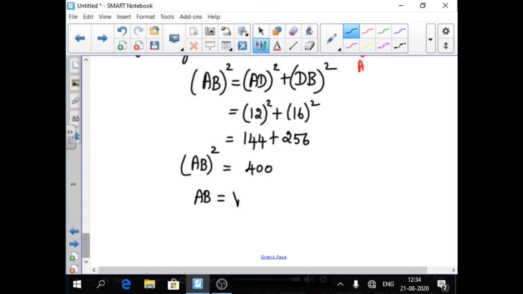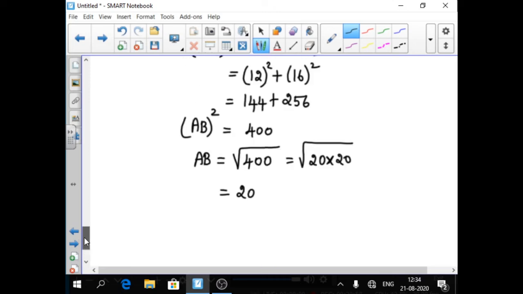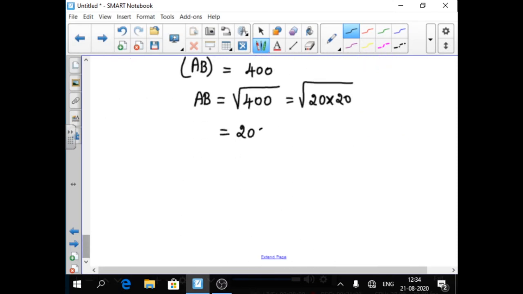You can take a square root on both sides. So that is 400. On the left hand side, the root and square cancel, so you will get AB. So AB is equal to root 400, that is equal to root of 20 into 20. As I already told you, in square root for each two terms you can take one term outside. So this is 20. In the question everything is given in centimeter, so you can take it as centimeter. So AB is equal to 20 centimeter.